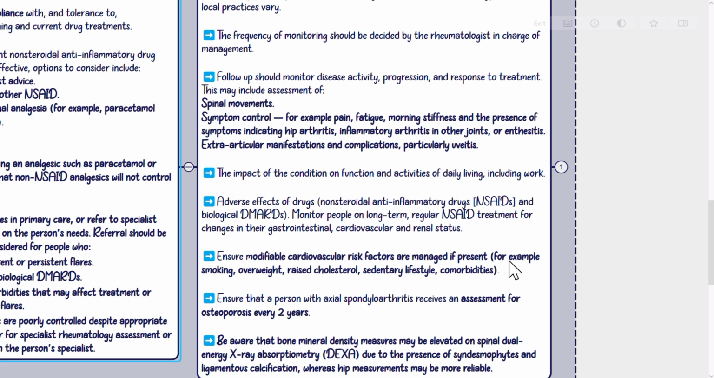Ensure that a person with axial spondyloarthritis receives an assessment for osteoporosis every 2 years. Be aware that bone mineral density measures may be elevated on spinal dual-energy X-ray absorptiometry, DEXA, due to the presence of syndesmophytes and ligamentous calcification, whereas hip measurements may be more reliable.